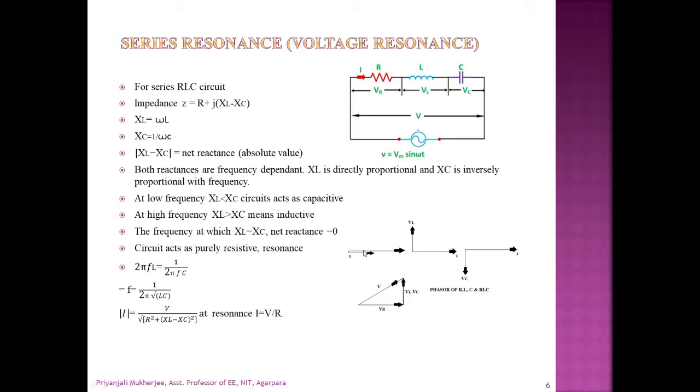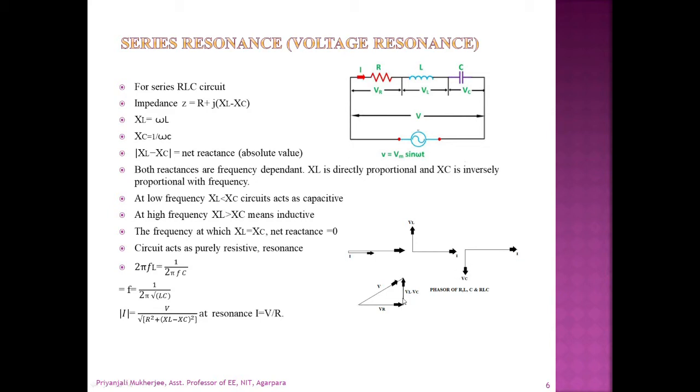So here are the phasors of the R, L and C elements and the RLC circuit. For the pure resistance, the voltage and current are in the same phase. For the inductance, the voltage leads the current by 90 degrees, whereas in the capacitance, the voltage lags the current by 90 degrees.